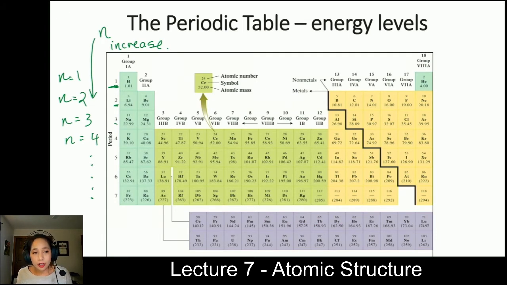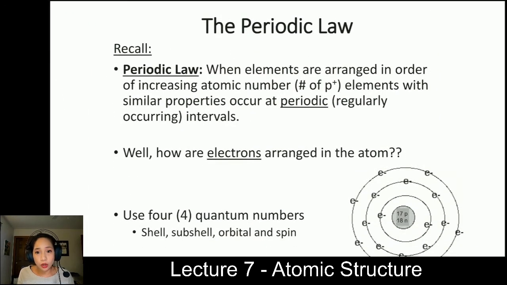So the periodic table really is a wealth of information, and it's really due to how modern chemists put together this periodic table. We put it together through periodic law. Remember from, I think, two chapters back, we talked about periodic law, where we arrange the periodic table in increasing atomic number, or number of protons, of the elements.